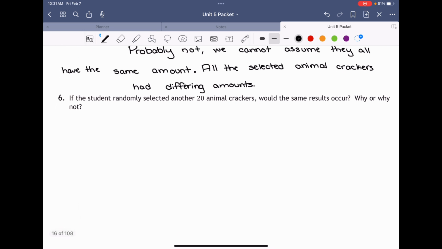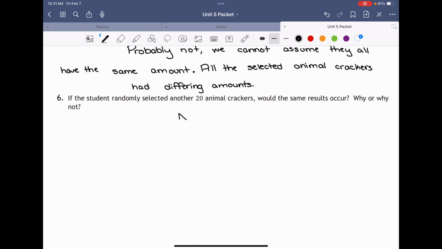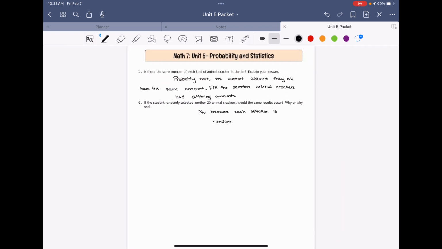If the student randomly selected another 20 animal crackers, would the same results occur? Why or why not? No, because each selection is random. They're not looking to grab a specific thing. We don't know the specific totals each one has in that jar, so everything is randomized. All right, that's all for this lesson. Good luck on your homework.